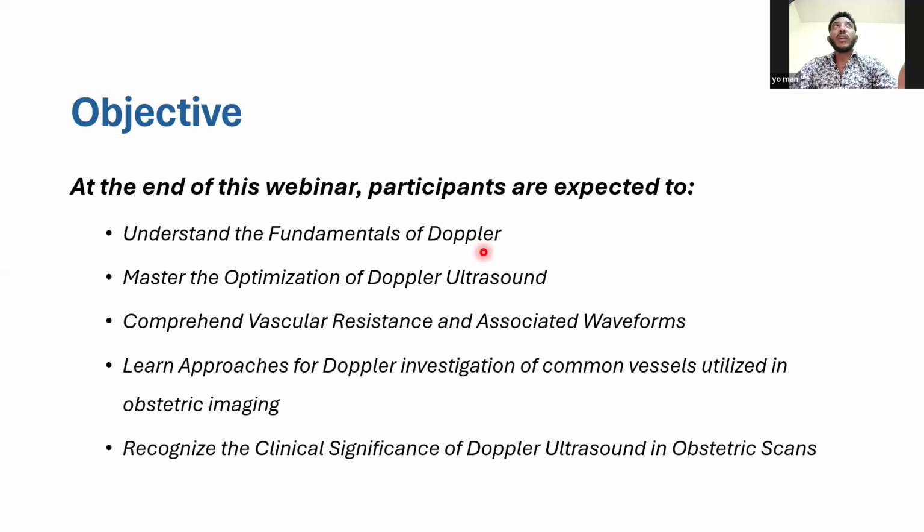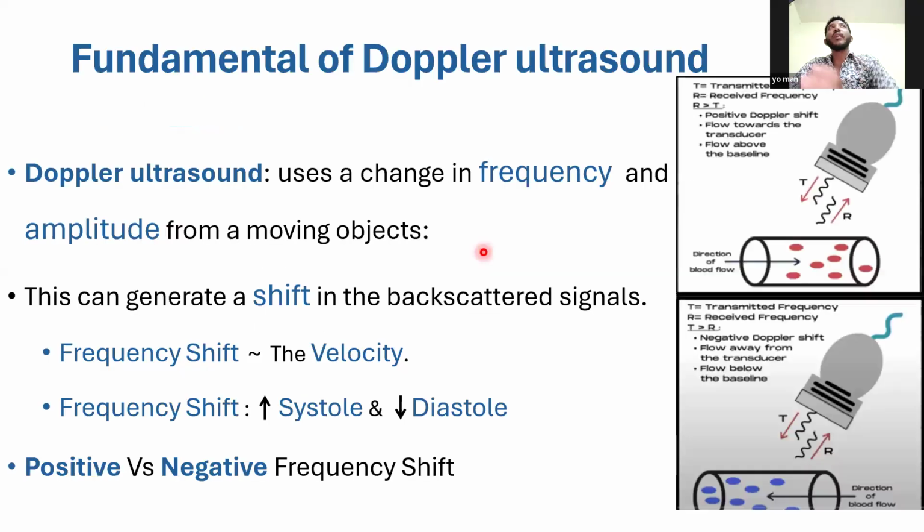My fourth objective is to learn approaches for Doppler investigations of the common vessels utilized in obstetric imaging, like the umbilical artery, uterine artery, ductus venosus, and MCA, the middle cerebral artery. At the last part of my lecture, we are going to discuss the clinical significance of Doppler ultrasound in different uterine pathology. So let's continue.